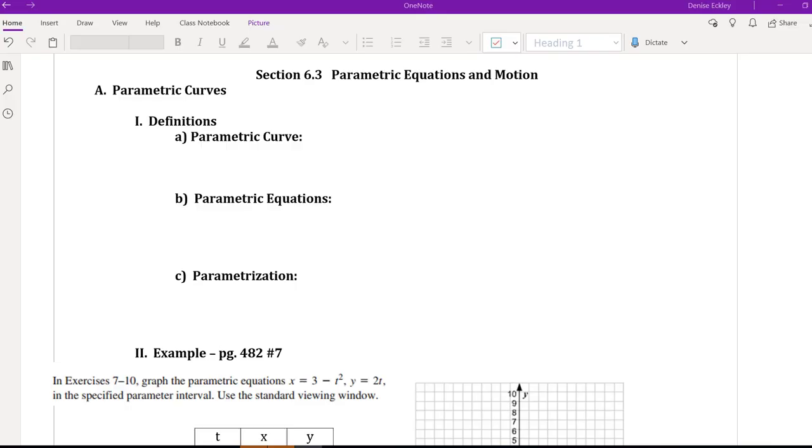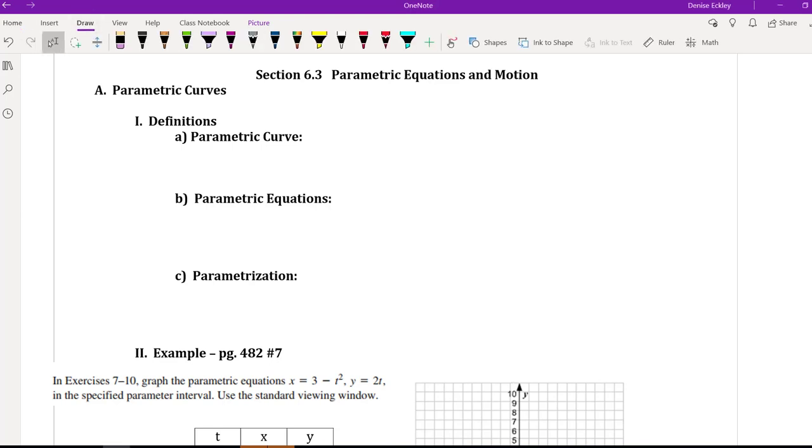Part 1 of section 6.3, Parametric Equations and Motions. So this is sort of a review. We did parametric equations in chapter 1, but we're going to do them in a little more detail in this chapter, and we're also going to connect them to vectors. So let's start by reviewing what the definition of a parametric equation is and how we go about using them.